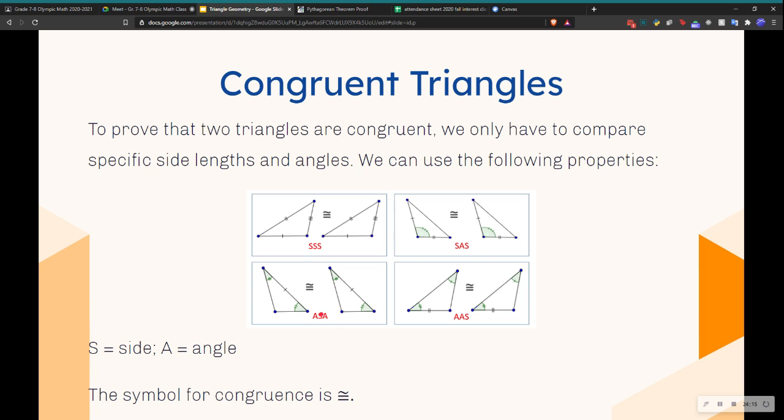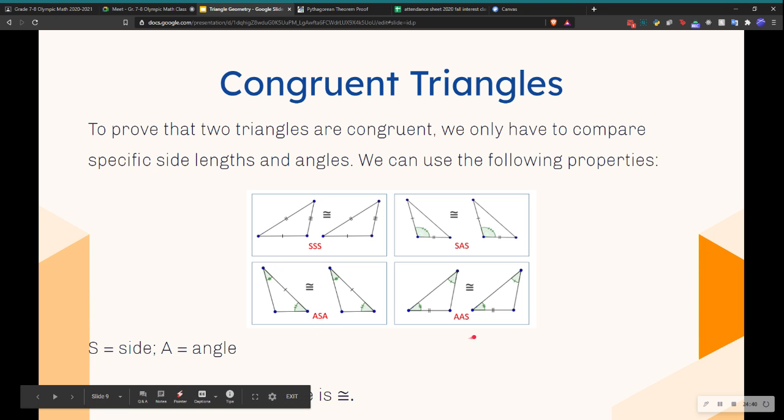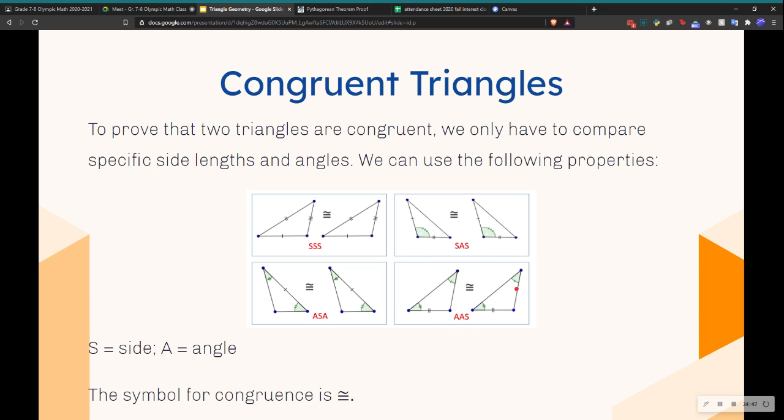Here's one called ASA, so angle, side, angle. Instead of an angle between two side lengths, you have a side length between two angles. And when you compare those, and they're equal to each other, that means the two triangles are congruent. So that's angle, side, angle. And finally, you have angle, angle, side. This one's not used very often, actually, but it's also good to know.